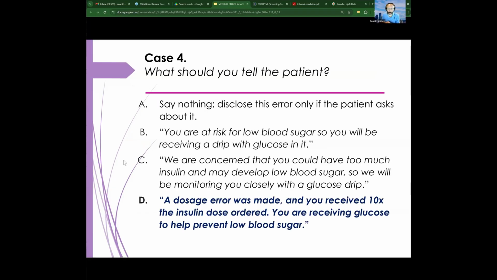So I think here, as we all picked, the active explanation that something was done and we're also doing something to treat it and to protect you, the patient, from harm.